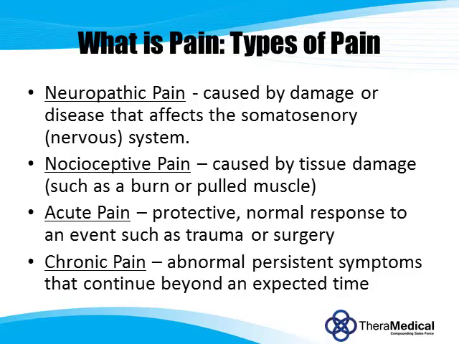Acute pain is a protective normal response to a traumatic event, such as a trauma or surgery. It can also be defined in a time frame of that being less than 3 or 6 months. While chronic pain is a persistence of symptoms, which is abnormal. Even though the tissue has healed, the pain persists, and it provides no protective function.